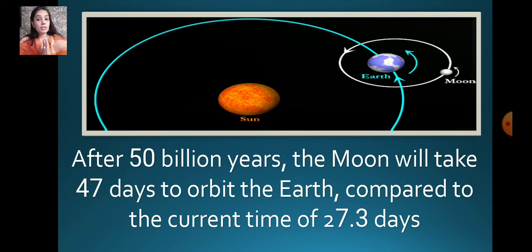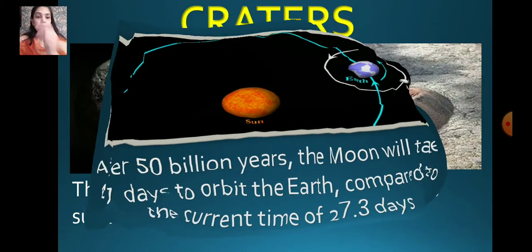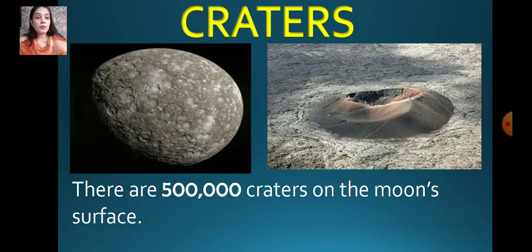Okay, so all these scientists have read all about this. They have done so many researches about space. Now, craters, this is called craters. It is in space. There are 500,000 craters on the moon's surface. We have surface on the earth, and the same way we have surface in space also. In space we have craters like this, like a small hole here. So there are 500,000 craters on the moon's surface.